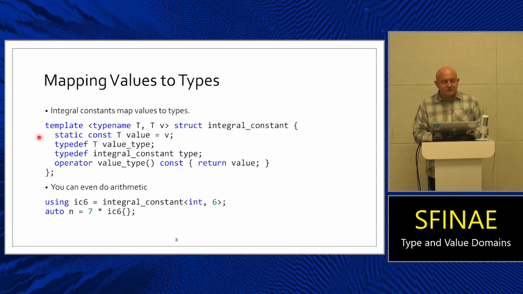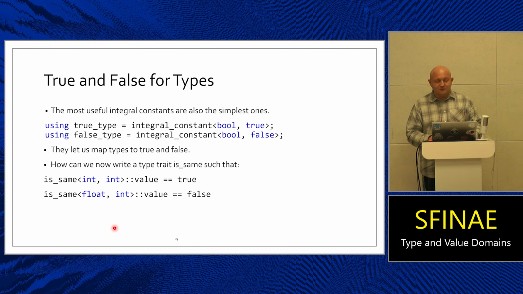It stores the original value type and has a self-alias type, and even defines an implicit conversion to that value type, so you can just use it in expressions like a number. That's why you can write things like 7 times an integral constant 6, and it really behaves like a 6. Pretty nice, right? And of course, the most useful integral constants of all are true and false.